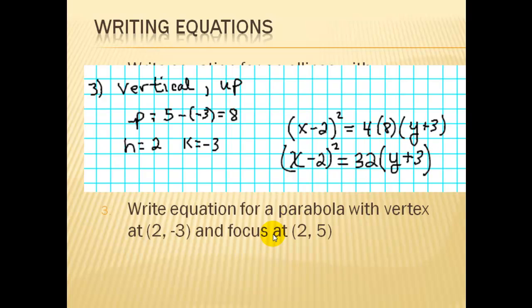If you're having difficulty determining whether these are horizontal or vertical, just sketch a quick graph and plot these points and determine whether they are lined up in a vertical pattern or a horizontal one. So if you can't visualize it just in your head, go ahead and sketch a graph.